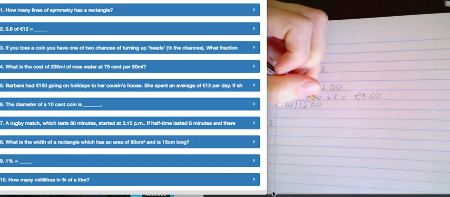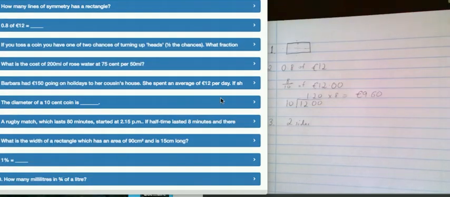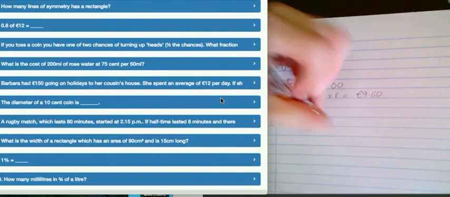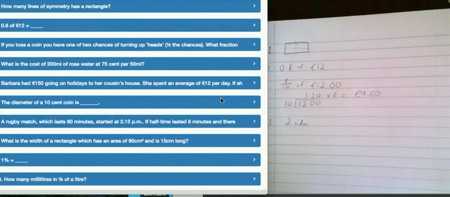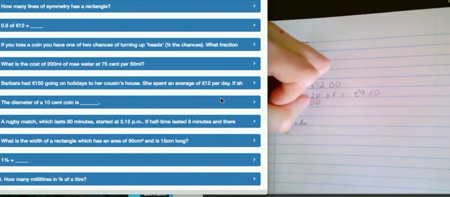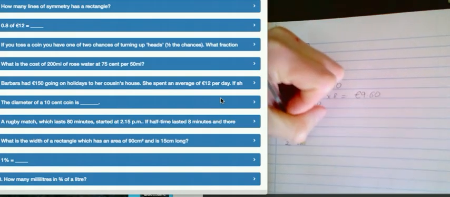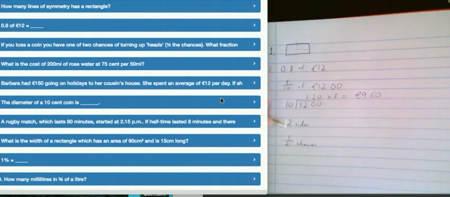Let's start again. One of 2 chances of turning up heads, which is half the chances. What fraction of the chances have you of turning up tails? Well, there are 2 sides on a coin. On one side you have heads, on one side you have tails. If you have half the chance of turning up heads, you also have half the chances of turning up tails. So your answer is half the chances, a 1 in 2 chance.